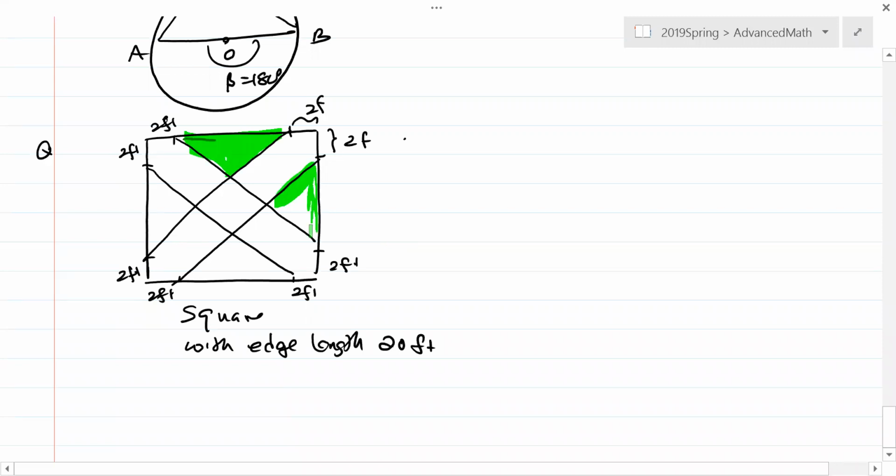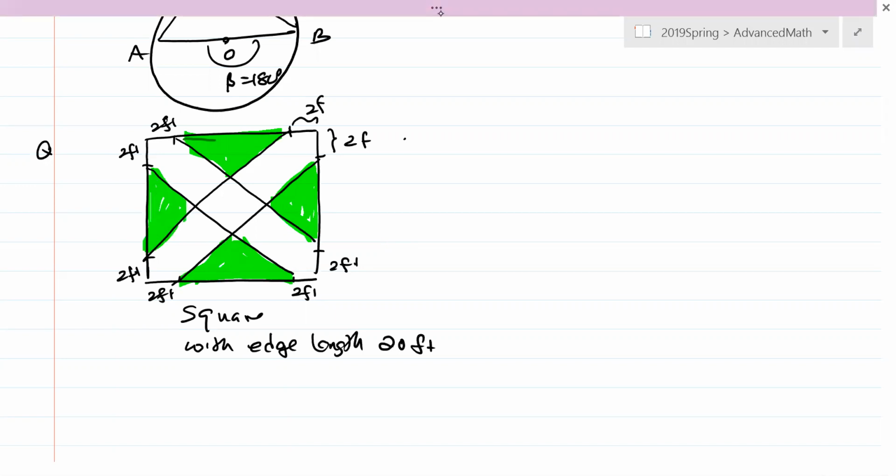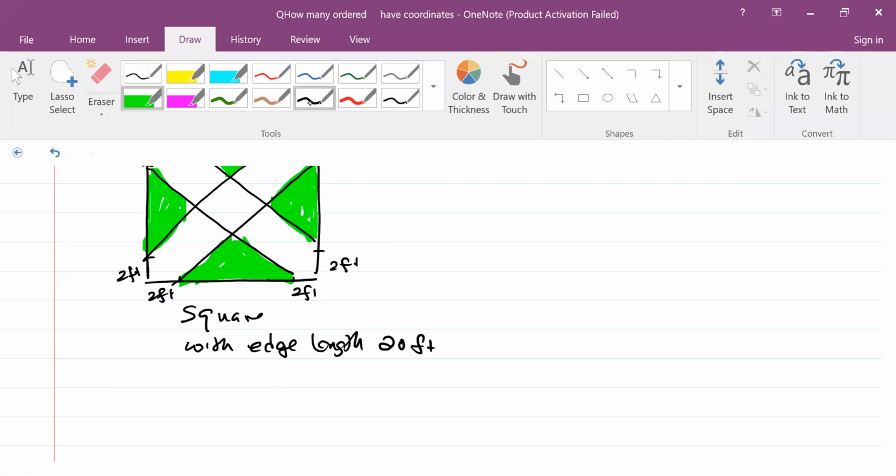This is a little bit tricky problem. It's an easy problem, but you have to figure out how to do it. So my question is, what is the area of the shaded region?